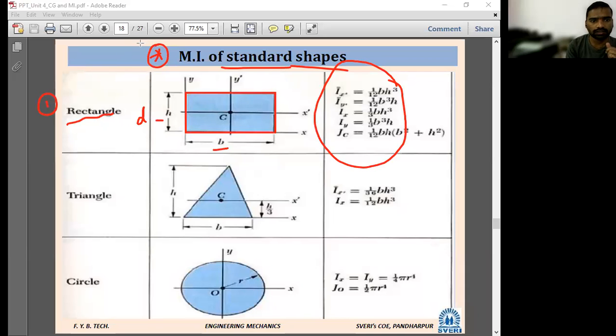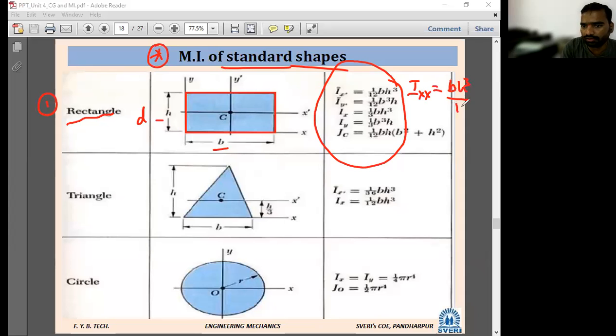This is a rectangle. What are the reference axes in this figure? X and Y are the reference axes. What are the centroidal axes? X dash and Y dash. Correct? Okay. First, I will write the moment of inertia about the x-axis, Ixx. The standard formula is BH cube by 12.